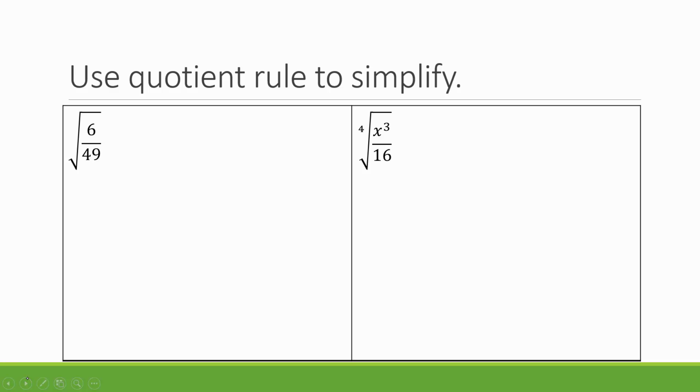All right, so using the quotient rule. Now, 6 is not a perfect square, and 49 is a perfect square. So I could rewrite this as the square root of 6 over the square root of 49. I cannot simplify the square root of 6. However, the square root of 49 is a perfect square, and that's just 7.